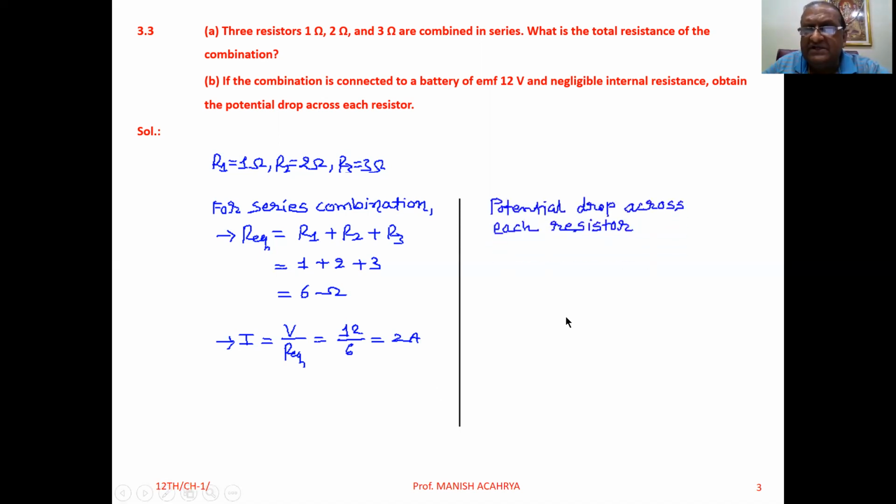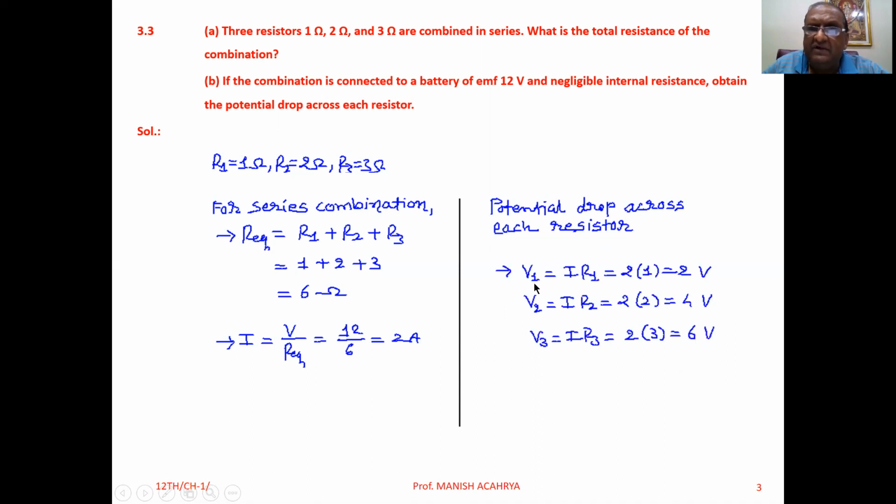So potential drop across each resistor: for the first one, V1 equal to IR1, so that is 2 into 1, that is 2 volt. For the second resistor, V2 equal to IR2, that is 2 into 2, that is 4 volt. For the third resistor, V3 equal to IR3, that is 2 into 3, that is 6 volt. And see here, V1 plus V2 plus V3, that is 2 plus 4 plus 6, that is 12 volt. That is the total supply voltage. Clear to all of you?